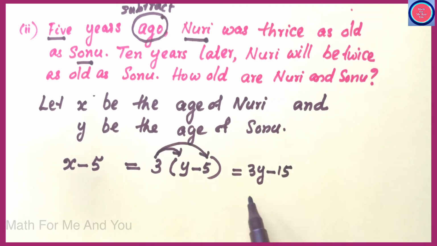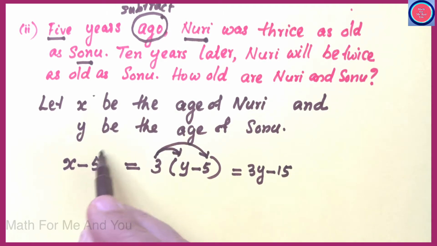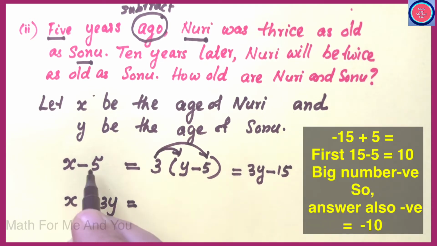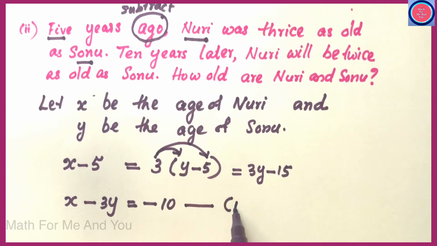3 times 5 is 15. Collect x and y on the same side, numbers on the other side. x, then 3y comes to the left side as minus 3y is equal to minus 15 plus 5, that is minus 10. Now this is a linear equation. We could mark it as equation number 1.